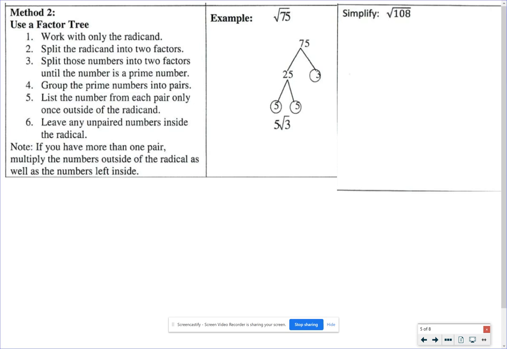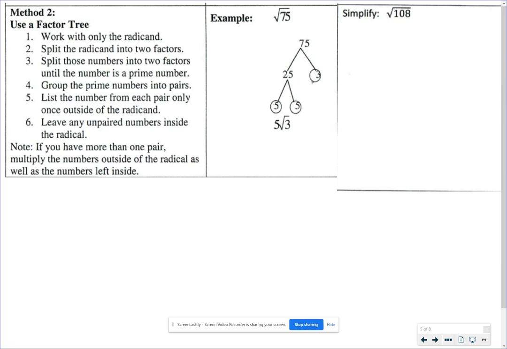So work with only the radicand. We use a factor tree. So this one uses the factor tree. We work with only the radicand. Remember, the radicand is the expression under the radical. We split the radicand into 2 factors, and we split those into more factors until everything that we have at the end of these branches, these bottom leaves, are primes. Remember the primes. 3, 5, 7, 11, 13. You need to remember who the primes are.